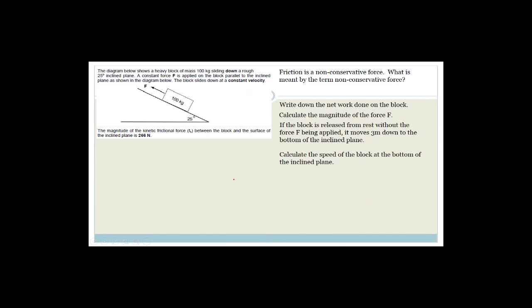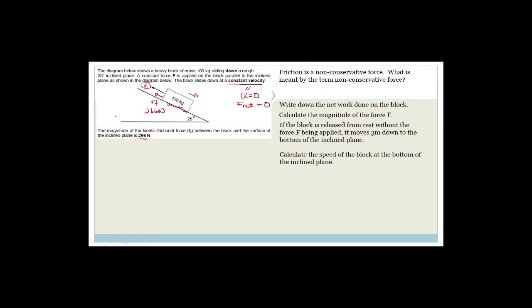Now, it says the diagram below shows a heavy block of mass 100 kilograms sliding down a rough inclined plane. So it's actually moving this way. It's moving down it, okay? But there's a constant force applied on the block parallel to the inclined plane as shown. So it is actually being pulled up with a force. Okay, the block slides down with a constant velocity, which again shows that acceleration is zero, which means that our net force is zero. And then it tells us that the magnitude of the kinetic frictional force between the block and the surface is 266 newtons. So we know that there's a force of friction, which equals 266 newtons.